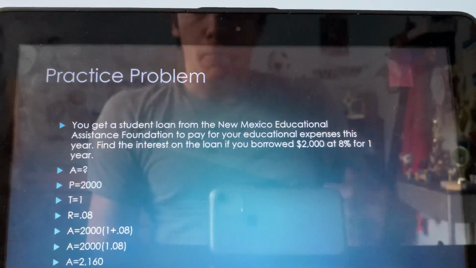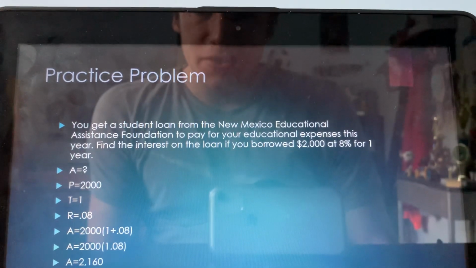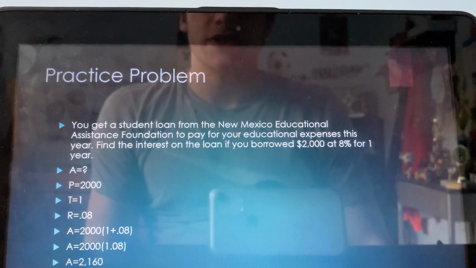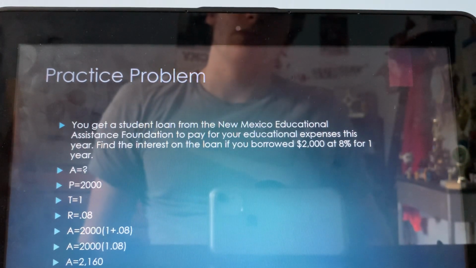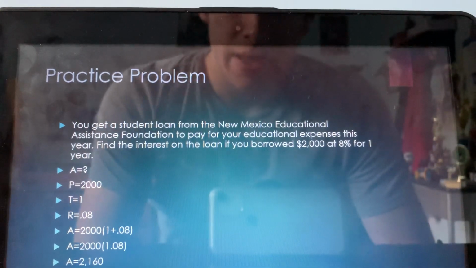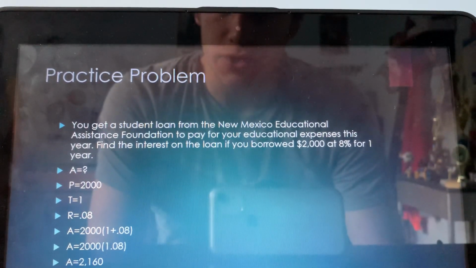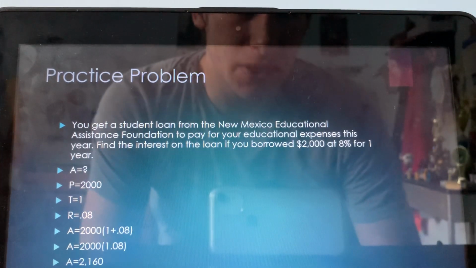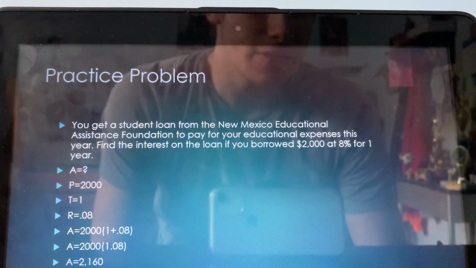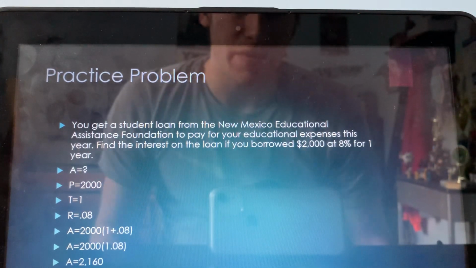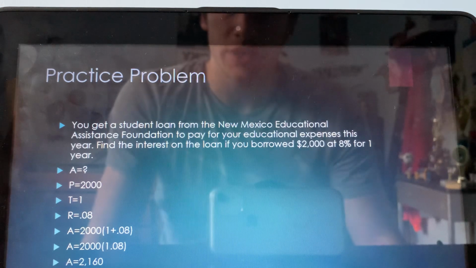Let's try a practice problem. You get a student loan from the New Mexico Educational Assistance Foundation to pay for your educational expenses this year. Find the interest on the loan if you borrowed $2,000, so we already know P is 2,000, at 8% for 1 year. So T is also 1. Now 8% can be a little tricky because percent just means per 100. So to get a decimal, we have to divide by 100, and 8 over 100 is 0.08.